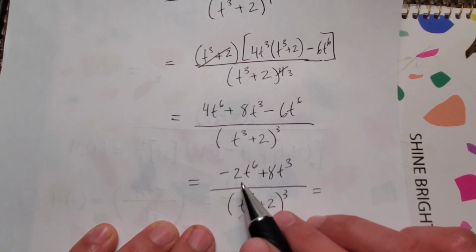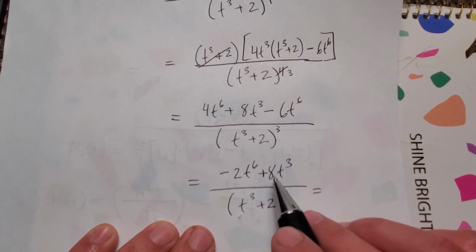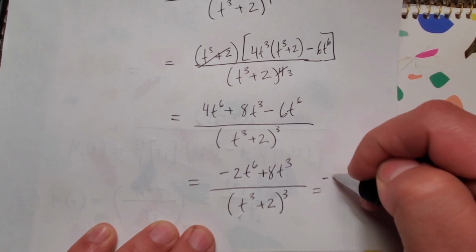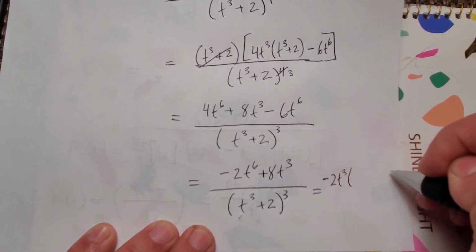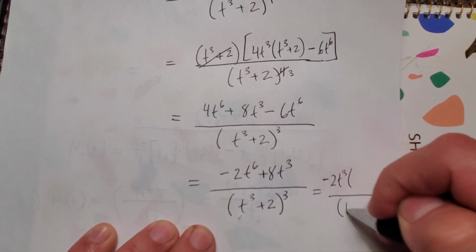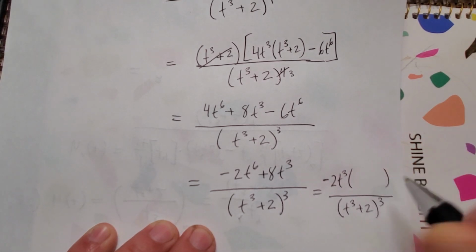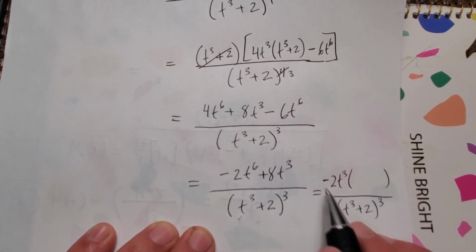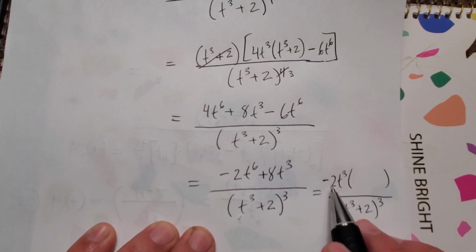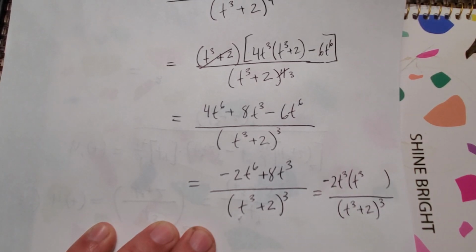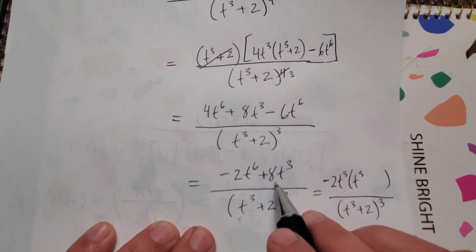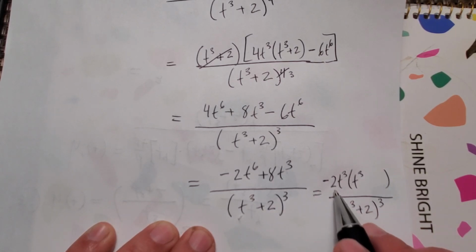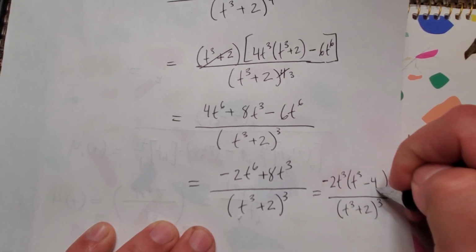What can we factor out? We can factor out a minus 2 times t to the 3rd power. So I'm going to factor out minus 2t to the 3rd power. Well, what's left behind? If I divide minus 2t to the 6 by minus 2t cubed, I'm going to end up with t cubed. And if I divide 8t cubed by minus 2t cubed, I'm going to end up with just minus 4.